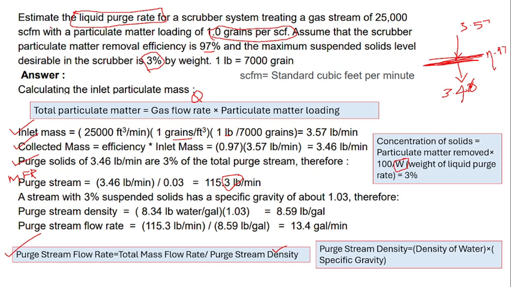To summarize, the aim is to calculate the liquid purge rate. The formula is liquid purge rate equals total mass flow rate divided by the purge stream density. To calculate the mass flow rate, you should first know the amount of solids, so you calculate the inlet and outlet mass of the particulate matter. With the help of the relation that 3% is allowed in the scrubber, we calculate the mass flow rate, and then you get the liquid flow rate value.